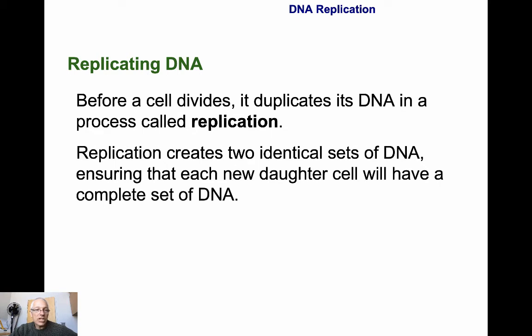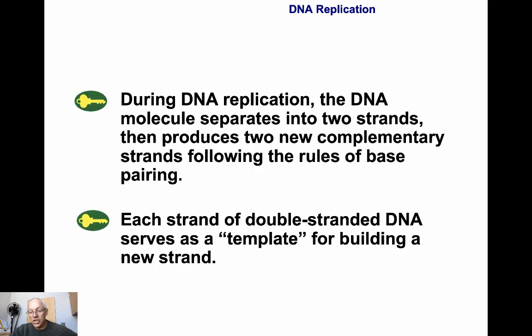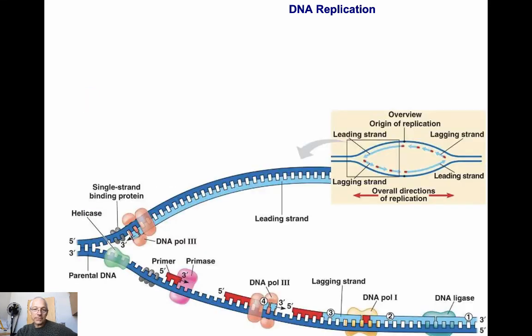So DNA replication is this process of copying the chromosomes, and it results in two identical sets of chromosomes so that each of the new cells that will be formed by mitosis would have an exact set of chromosomes compared to the other one, and an exact set of chromosomes compared to the parent cell that produced those two new cells.